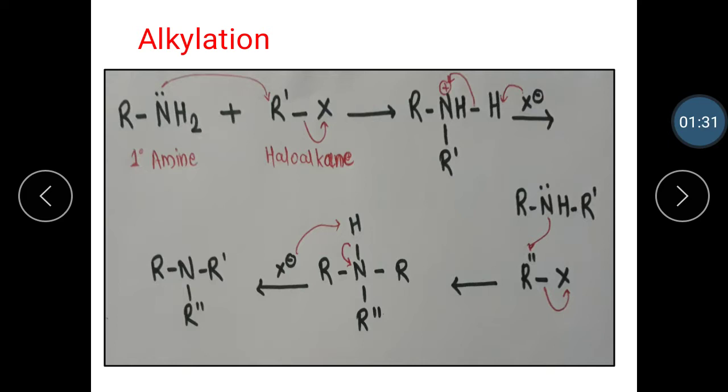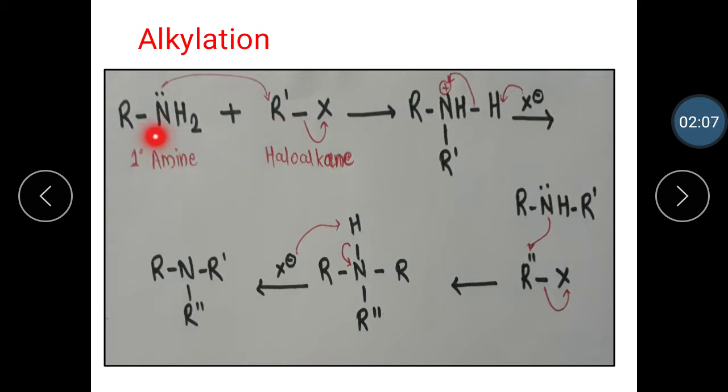Alkylation of amines is a type of organic reaction between an alkyl halide and the amine. So we take the primary amine and react it with the haloalkane. In the haloalkane, the halogen is more electronegative, so it takes the electron and leaves. On the nitrogen in the primary amine there is a lone pair of electrons, so it donates the lone pair to this R dash group. We can use any group in place of R and R dash.